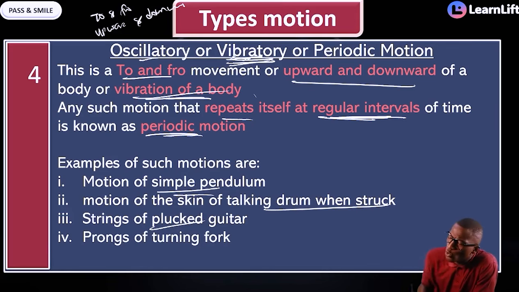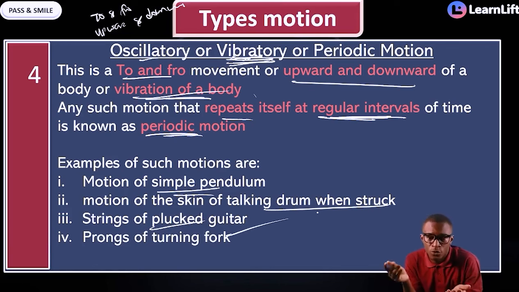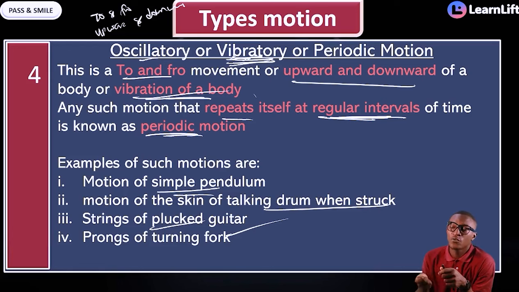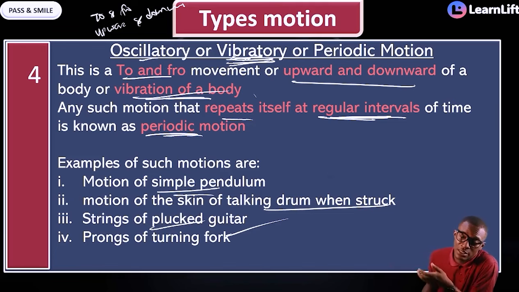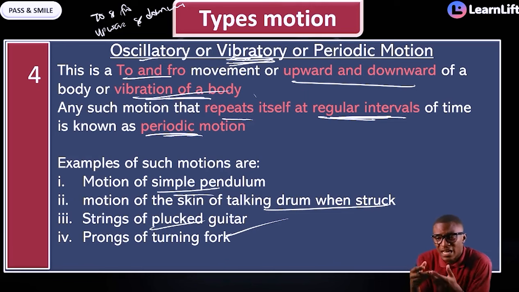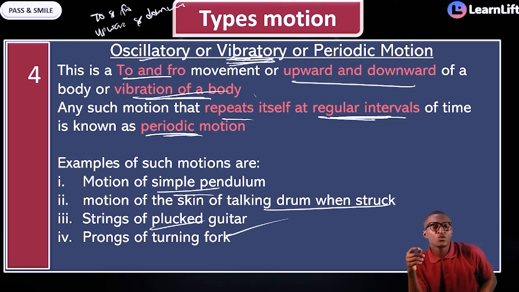Now, the last one is what we call the prongs of a tuning fork. The prongs of your tuning fork. We use the tuning fork for resonance. It is a constant exam question. If you carry a tuning fork and you hit a closed pipe, you're going to hear a noise. That noise is due to what we call resonance. So the vibrating body sets another body into vibration, and both of them vibrate at the natural frequency. We're going to talk about that when we get to waves.